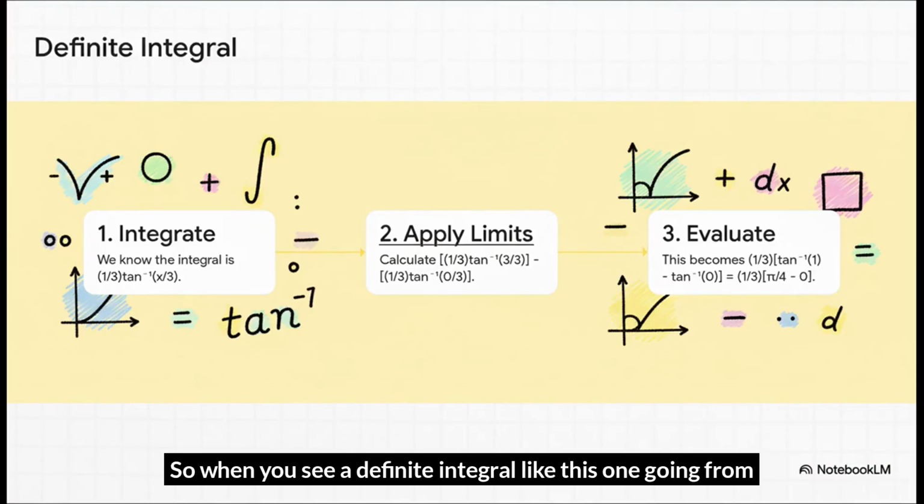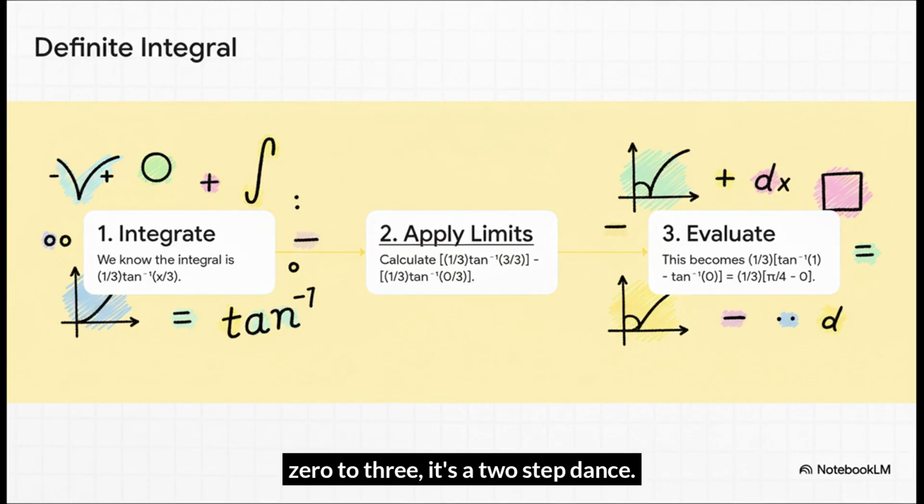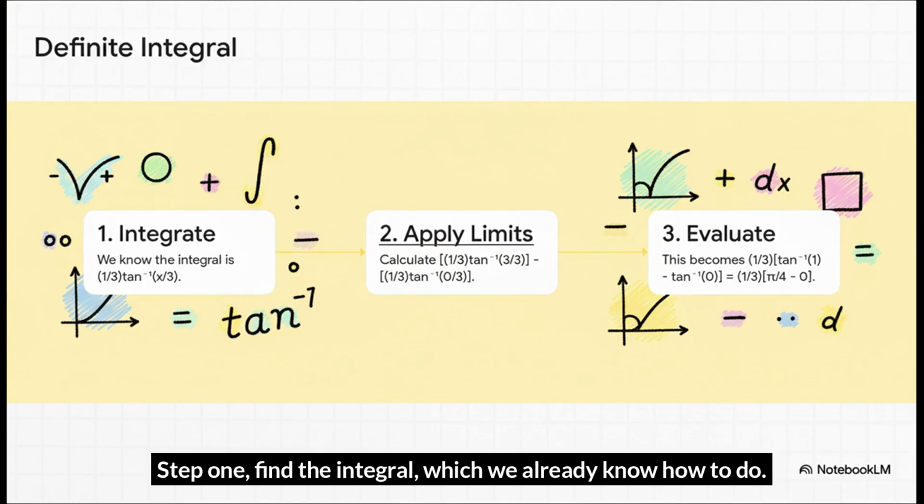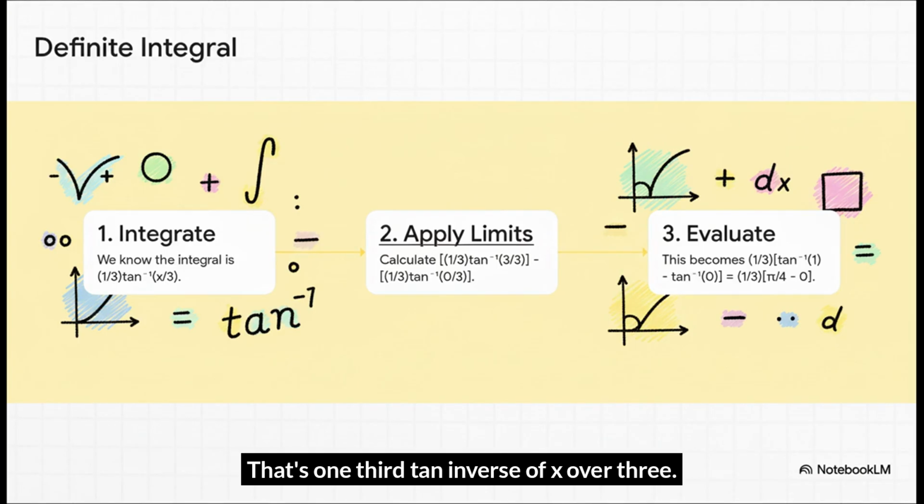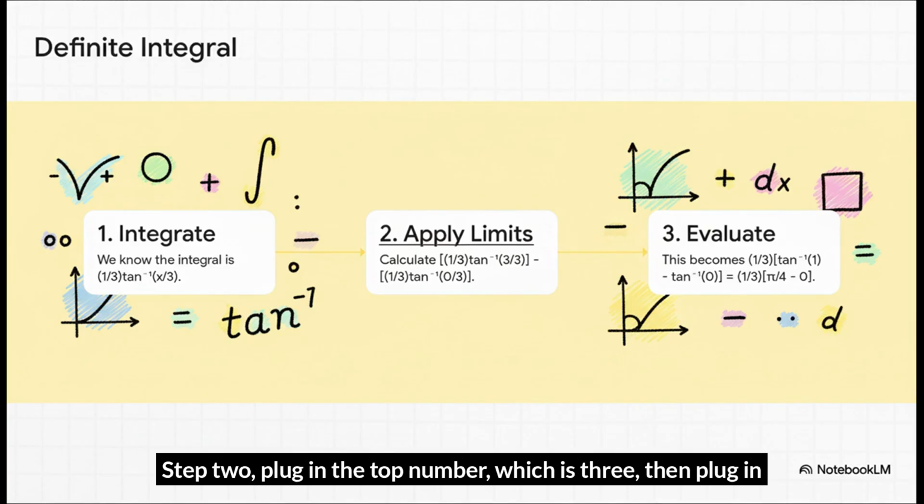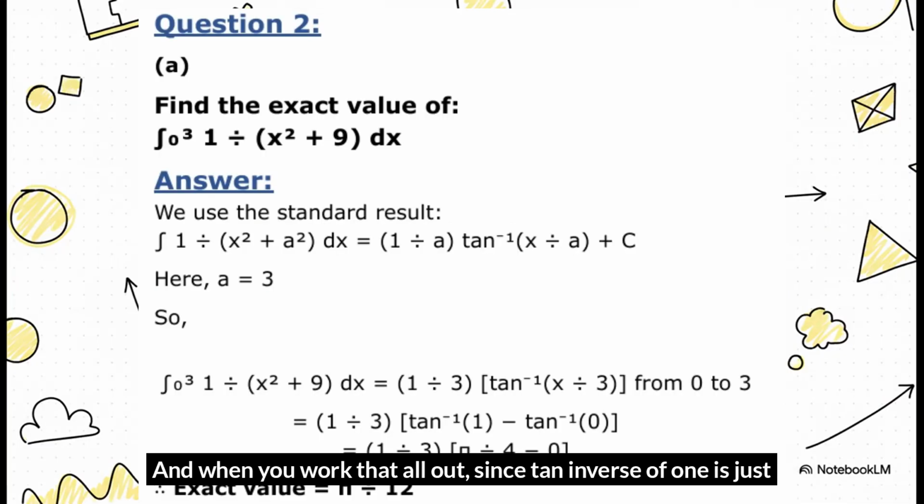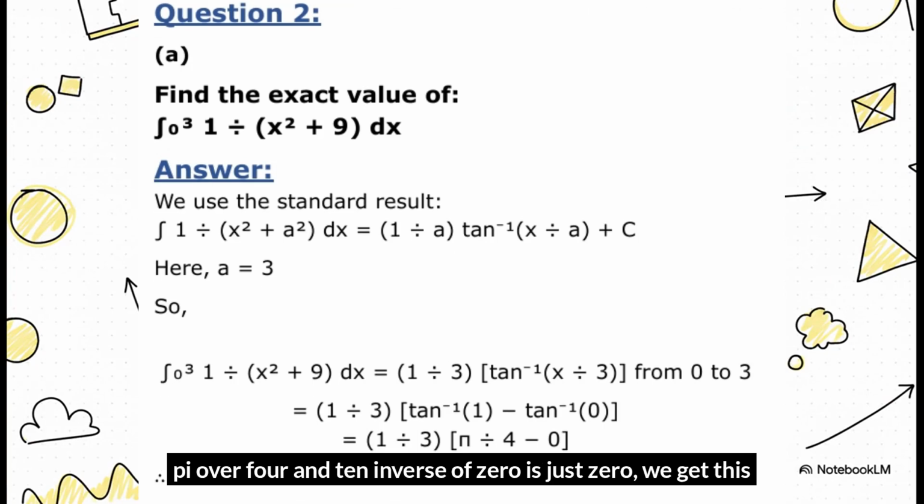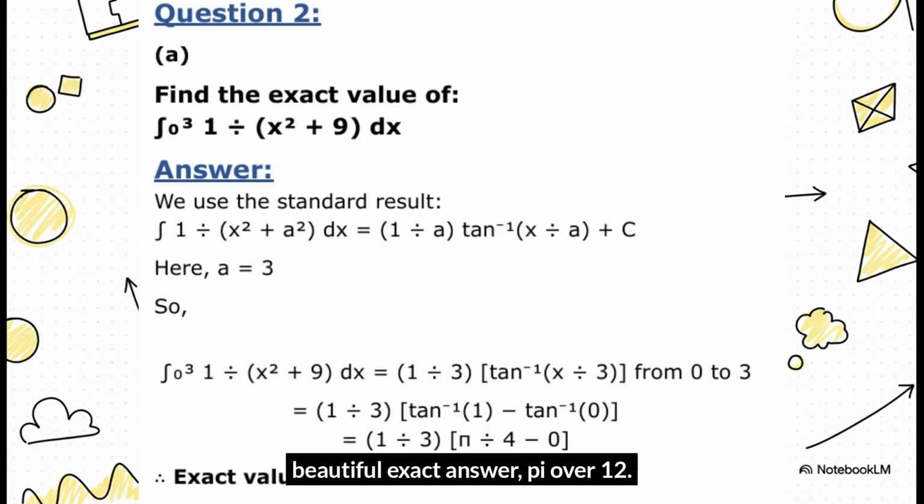Okay, so when you see a definite integral like this one, going from 0 to 3, it's a two-step dance. Step 1, find the integral, which we already know how to do. That's 1/3 tan inverse of x over 3. Step 2, plug in the top number, which is 3, then plug in the bottom number, which is 0, and subtract the second result from the first. And when you work that all out, since tan inverse of 1 is just pi over 4 and tan inverse of 0 is just 0, we get this beautiful exact answer, pi over 12.